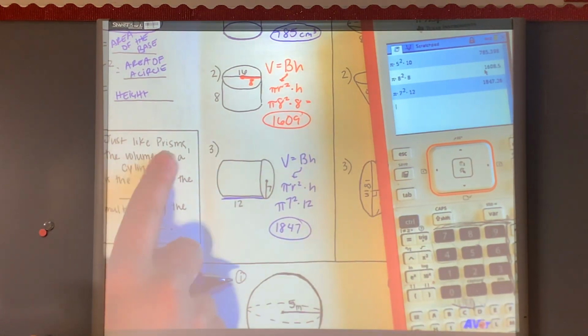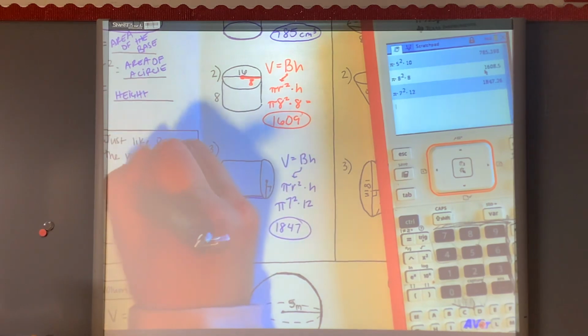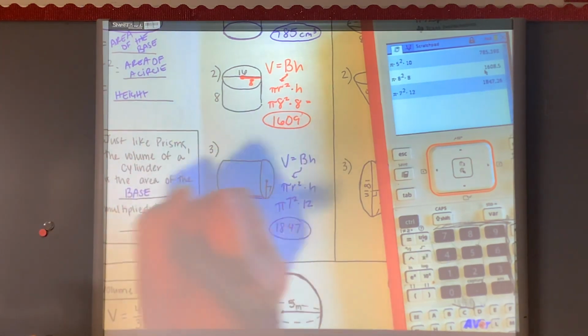All right, so just like rectangular prisms, which we worked with, the volume of a cylinder is the area of its base multiplied by its height.